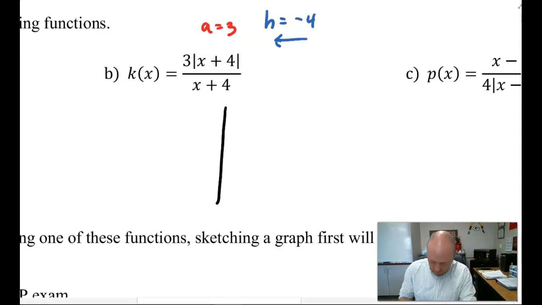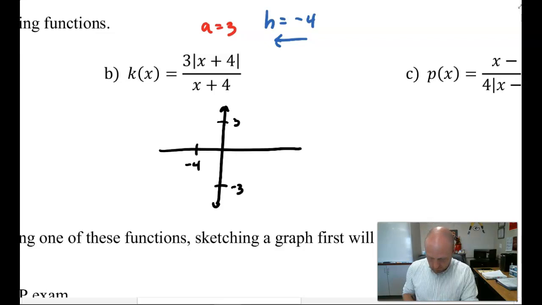We have a multiplier of 3. So A is equal to 3. Well, that's going to give us a vertical stretch factor by 3. Okay, so let me go ahead and draw a quick X and Y axis. I'm going to the left, -4. So here's -4. Okay, and then I'm going to end up stretching to 3 and -3. So then my function looks like, let's make it red up here. I'm going to go this direction, and down here this direction.